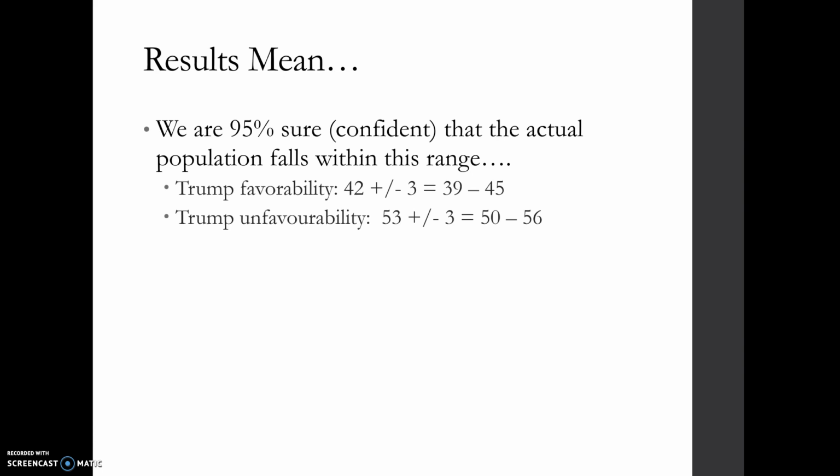But how can you generalize your result from the sample to the whole population? Your sample only had 1,500 people, and the population is millions and millions of people. What you do is plus minus the margin of error. Now you get the range for each value. So you're 95% sure, 95% confident that the actual population value for Trump favorability should fall within the range of 39 to 45. And you're 95% confident that the actual population value on Trump unfavorability should fall within 50 to 56.